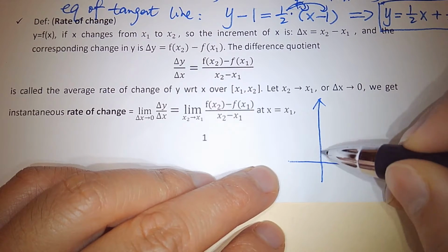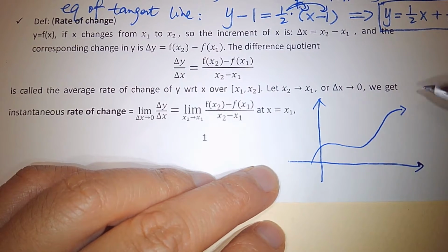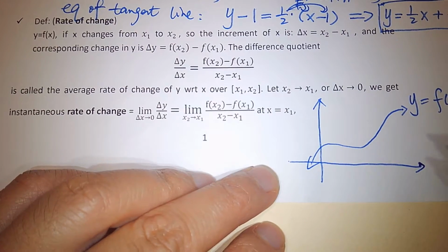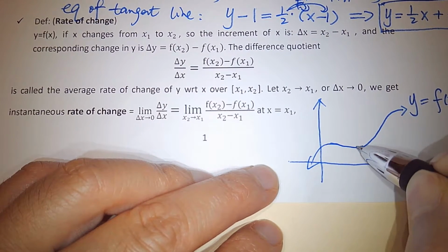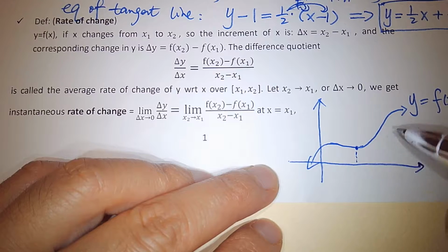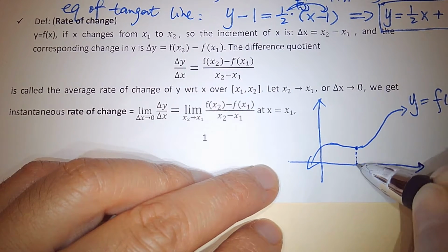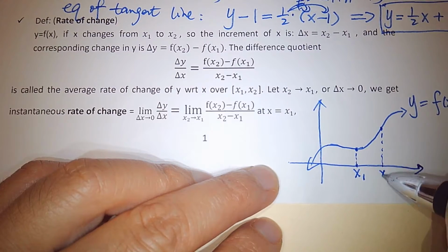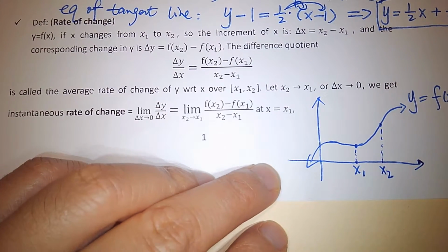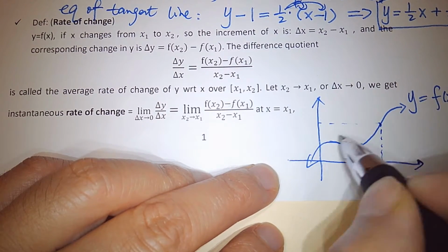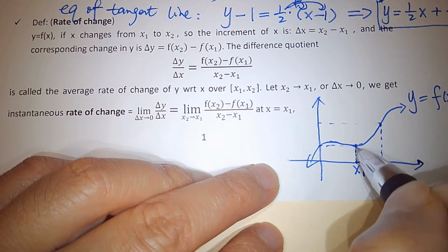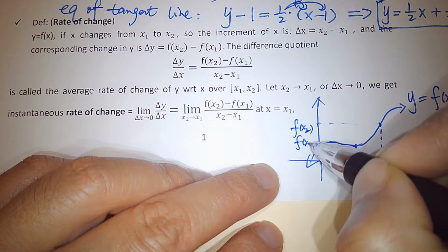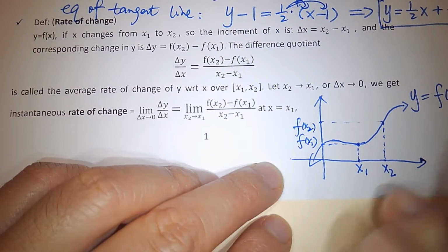Well, say for example, we have a graph for the function y equals f of x, okay? And on the graph we have two points. One point has x coordinate x1, the other point has x coordinate x2. Of course, we know the y coordinates for these two points are f of x2 and f of x1 respectively, okay?